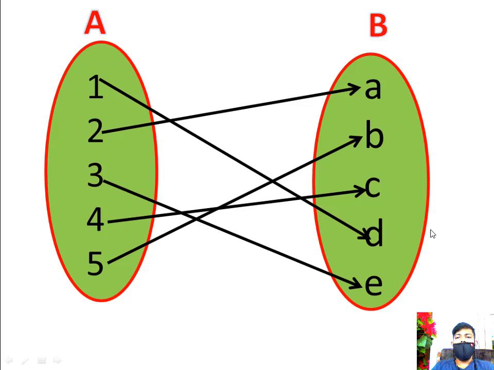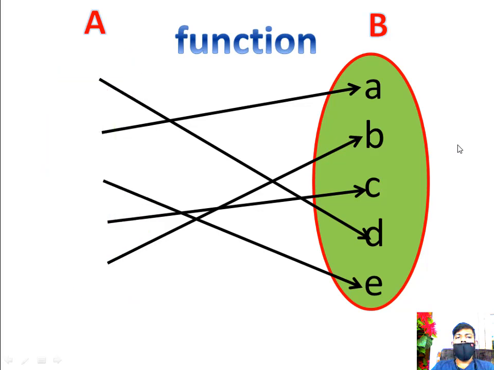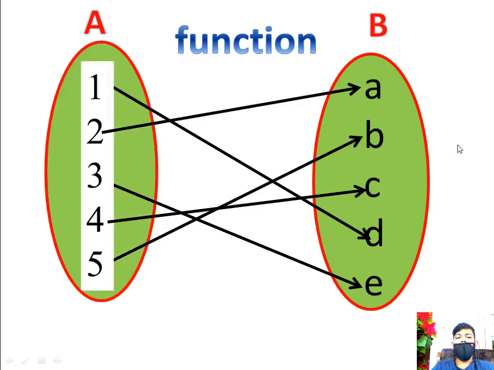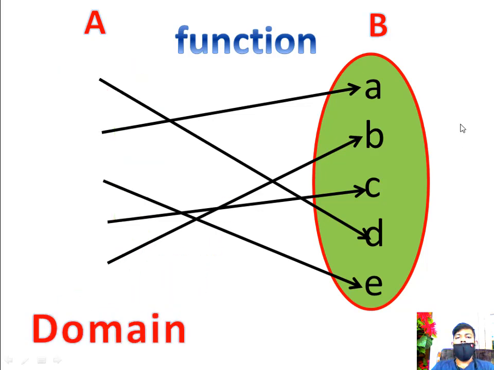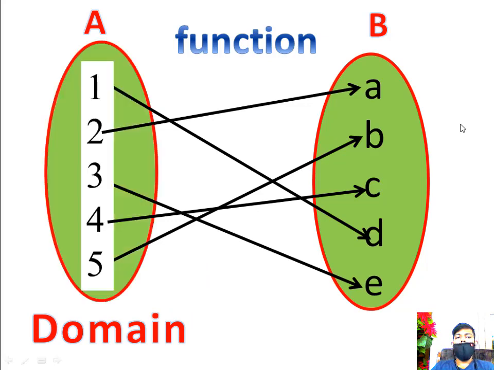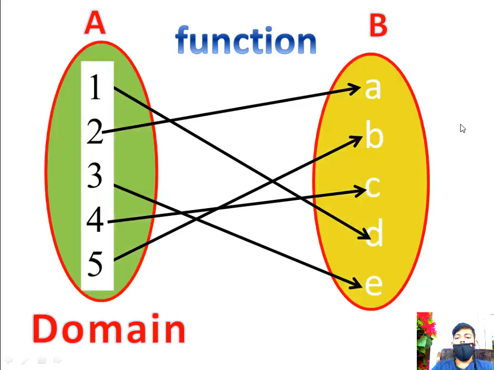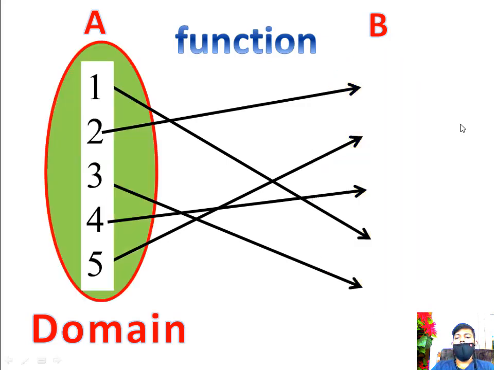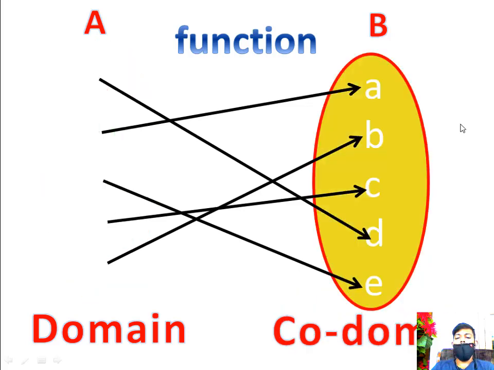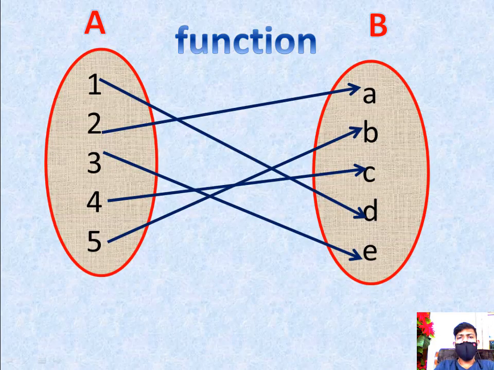By seeing this Venn diagram, obviously we can say it is a function. The elements of A, that is the elements 1, 2, 3, 4, 5, are called the domain. That is, the entire set of elements of A is called the domain, and the entire set of elements of B, that is the elements A, B, C, D, E, is called the codomain. So this is an example of a function from A to B.